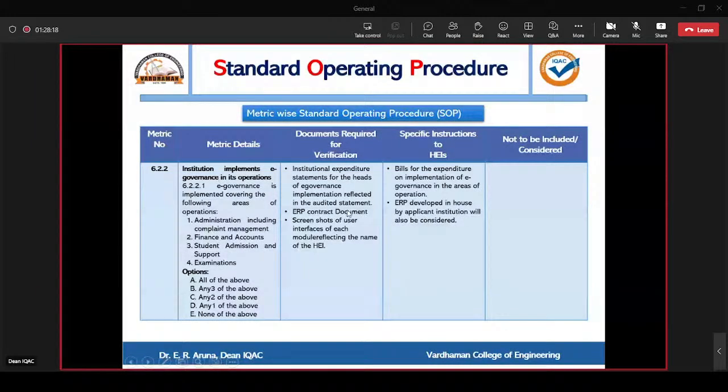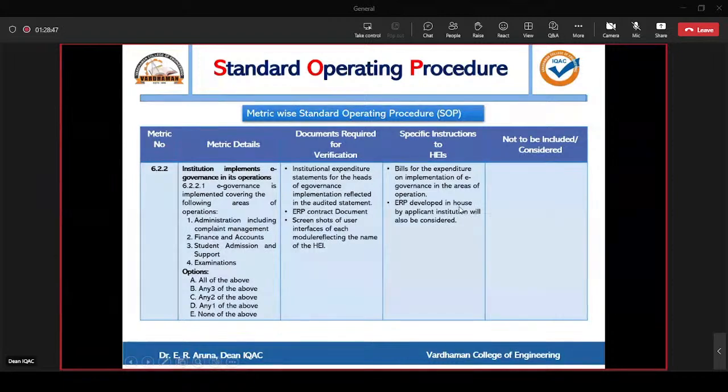Now I'll move on to the standard operating procedure. This was recently released by NAAC. The standard operating procedure as well as benchmarks were released for both affiliated colleges and autonomous colleges by NAAC recently. Here I have mentioned what documents are required for verification and specific instructions to HEIs while you are uploading these metric details. They have given this, we can go with this and upload accordingly.